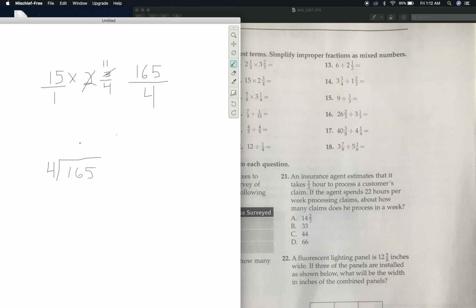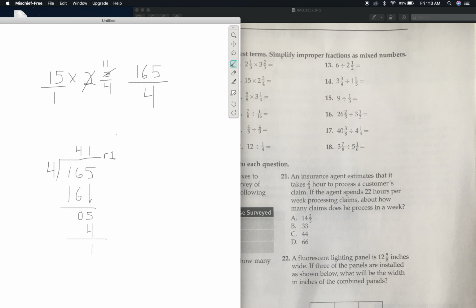So 4 goes into 16 4 times. 4 times 4 is 16. Yes, we know that. 16 minus 16 is 0. Does 4 go into 0? It does not. So bring down the 5. Beautiful 5. Does 4 go into 5? Well, yes, it does. 1 time. So there we go. Now 1 times 4 is 4. 5 minus 4 is 1. And we are at the end here. So 1 is your remainder. Okay? So remainder 1.